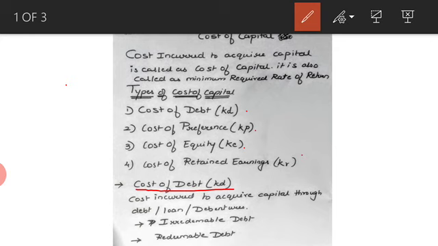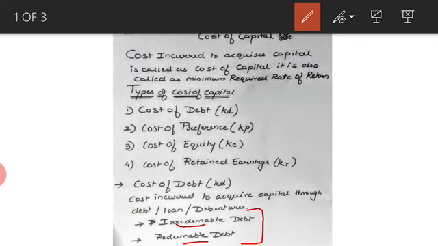Now, what is cost of debt? It is the cost incurred to acquire capital through debt, loan, or debenture. It may be in the form of a loan from banks or financial institutions, or it may be debentures that are issued to the public. Further, debt can be divided into two parts. It may be an irredeemable debt, or it may be a redeemable debt.